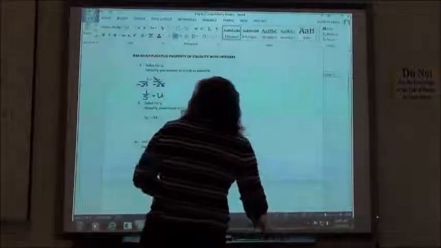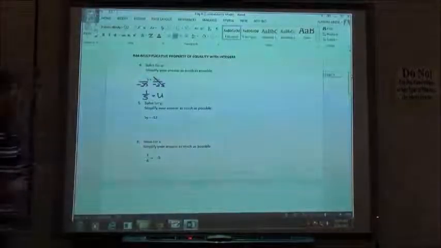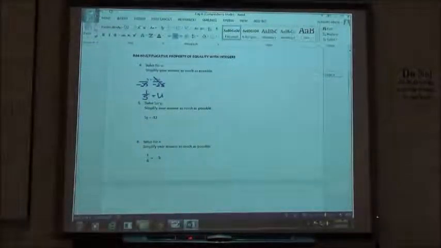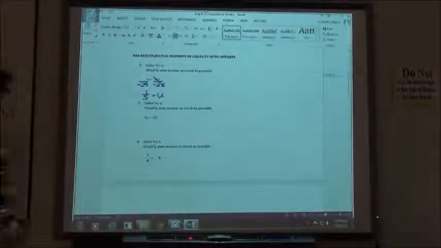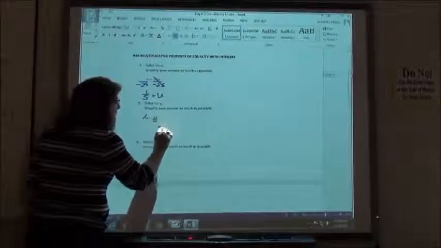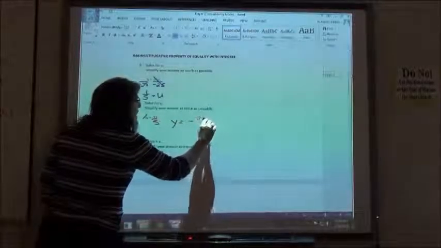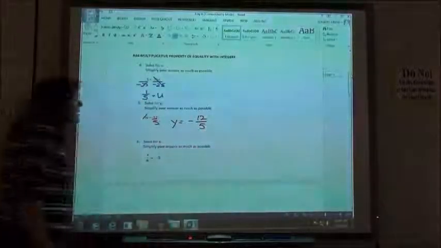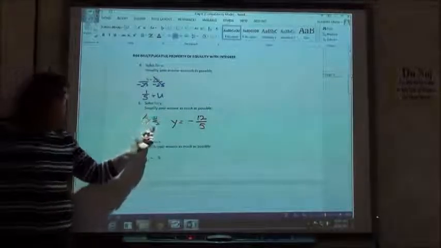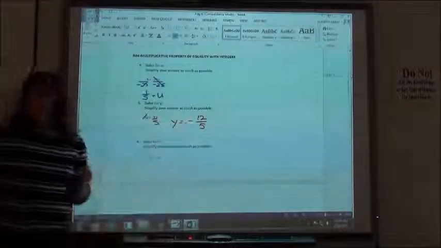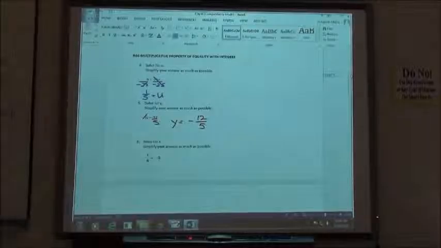So on number 5, if I have 5y equals negative 12, to get rid of that 5, I'm going to divide. So I'm going to divide by 5, and y is just going to equal negative 12/5. Now when I have a negative divided by a positive, my answer is negative, so they put the negative out in front instead of on top with the 12. If you put it on top, it's correct, however, the whole fraction's negative, not just the 12.